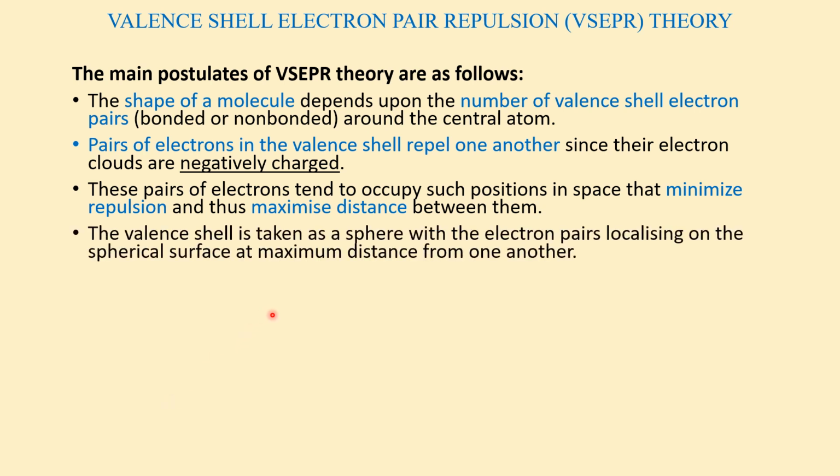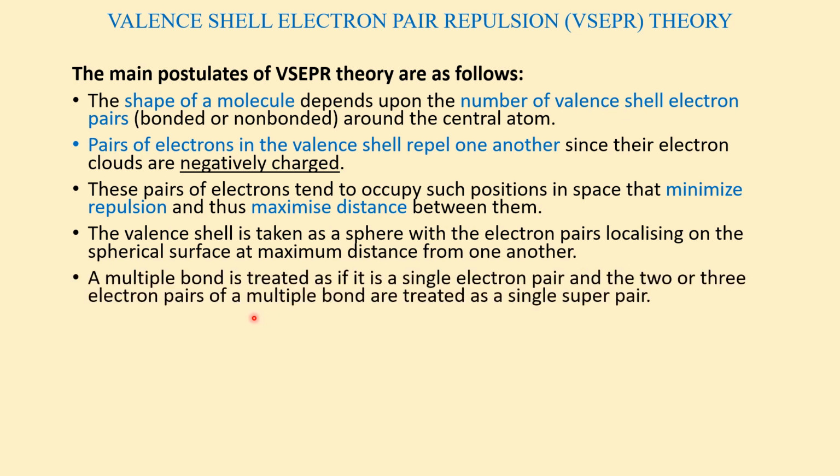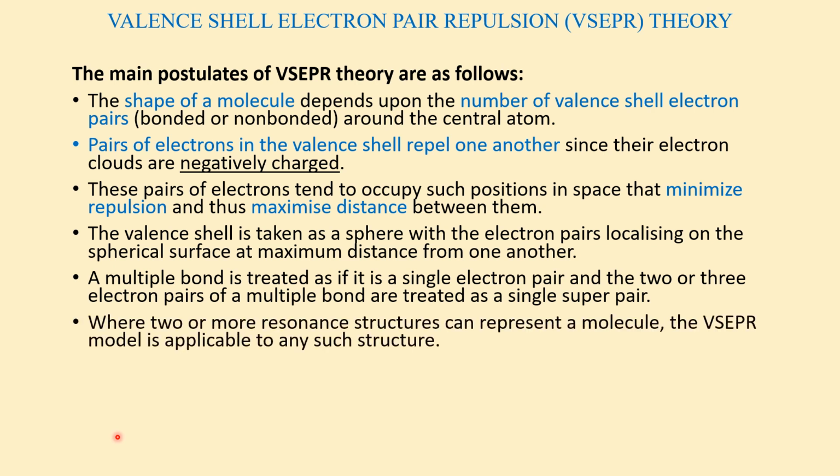The valence shell is taken as a sphere with the electron pairs localizing on the spherical surface at a maximum distance from one another. A multiple bond is treated as if it is a single electron pair, and the two or three electron pairs of a multiple bond are treated as a single super pair. Where two or more resonance structures can represent a molecule, the VSEPR model is applicable to any such structure.